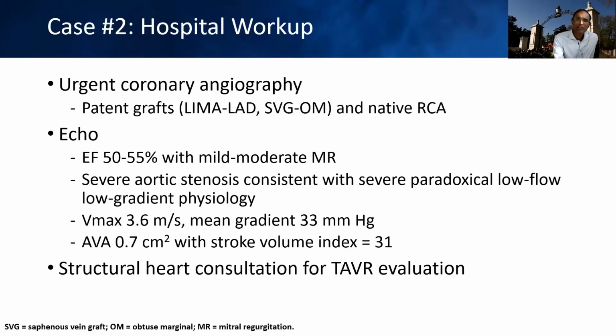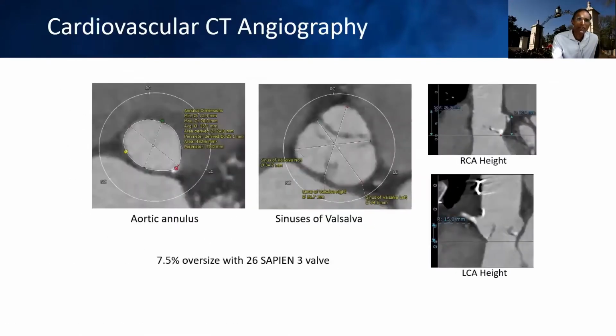But on echocardiogram, at first the patient was felt to have low gradients and preserved LV function, but on a further deep dive of the echocardiogram, it was found that the patient had a low aortic valve area with a low stroke volume index, consistent with severe paradoxical low flow, low gradient physiology, consistent with functionally significant critical aortic stenosis. We were consulted for TAVR evaluation.